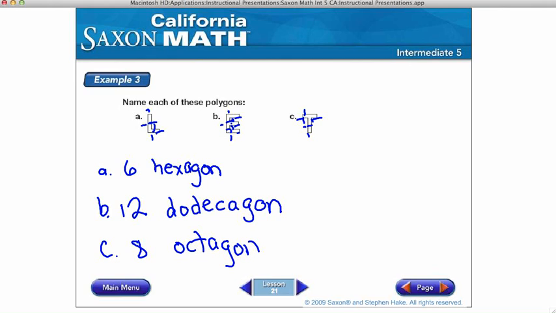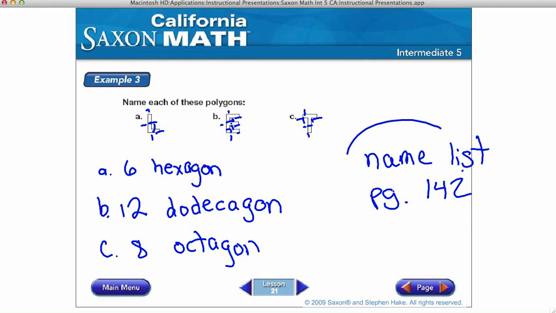A list of the names for the polygons is on page 142 in your book. It gives you the name, the number of sides that it has, and an example of that shape. So you might want to make a note of that when you are doing your lesson practice and just for future reference. Okay?